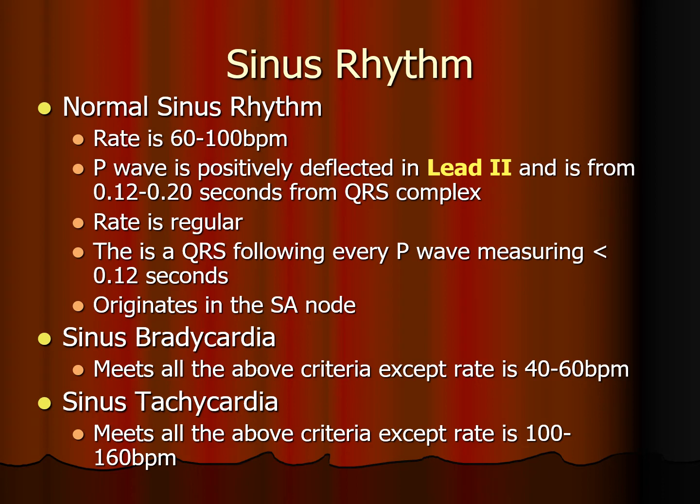All right. Sinus tach meets all the above criteria except the rate is 100 to 160. Now, in American Heart, I believe they use 150. So if the rate's 150 or below, then we're going to consider that a sinus tach. Above 150 gets a little murky anyway. Okay. Some textbooks use different numbers.